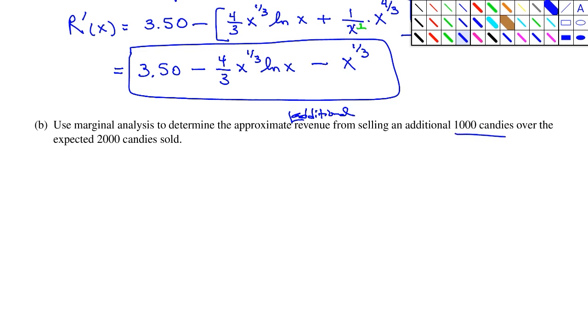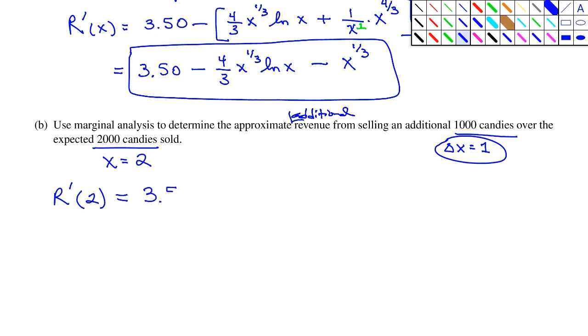The 1,000 candies tells us that delta x is equal to 1, which is exactly when we use marginal analysis. Because marginal analysis is a slope, and it's the rise over run, but the run is just 1. So that's why we can just use the slope itself. 2,000 candies means that the base number x is equal to 2. So we're going to do revenue prime, marginal revenue, evaluated at 2.